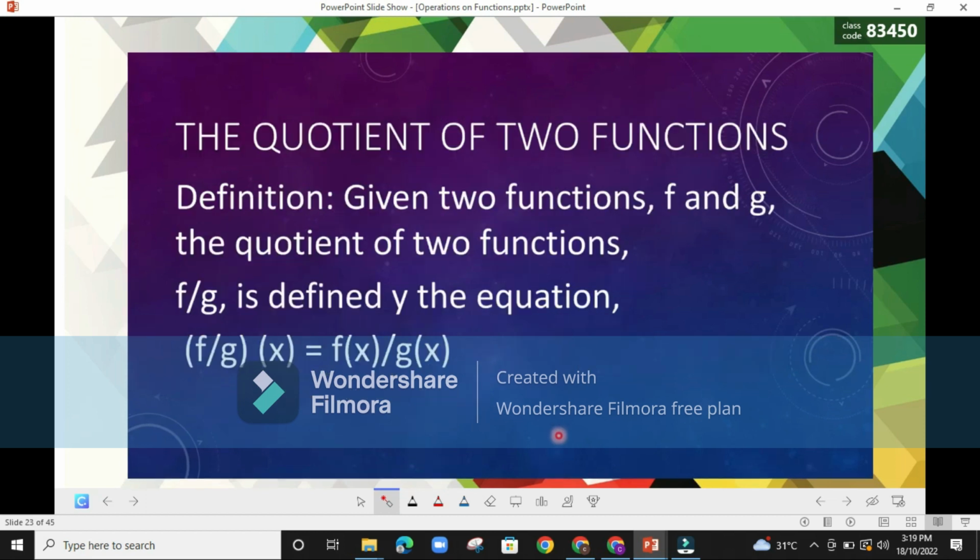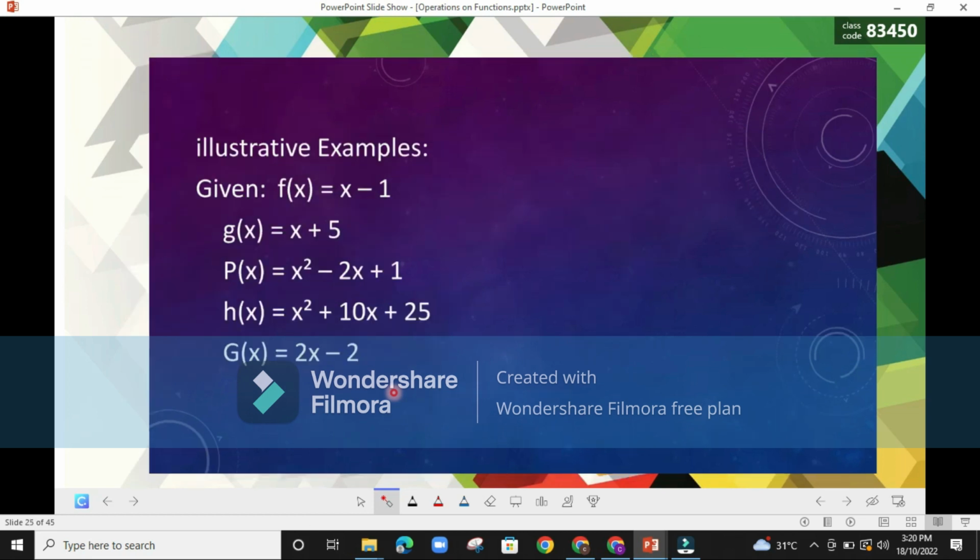Okay. Now, let's proceed to the fourth operation of functions, which is the quotient of two functions. Okay, let's proceed to division. Now, by definition, given two functions f and g, the quotient of two functions, we have f divided by g, is defined by the equation f divided by g of x is equal to f of x divided by g of x. Okay, let's have an example.